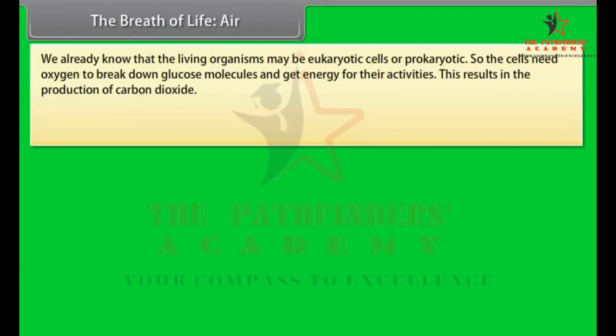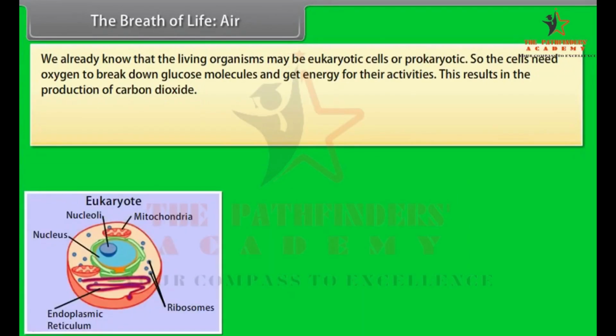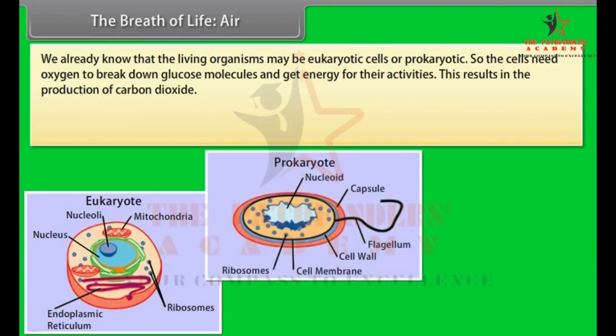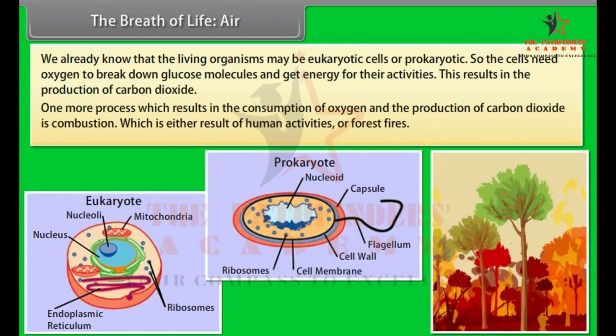We already know that the living organisms may be eukaryotic cells or prokaryotic. So the cells need oxygen to break down glucose molecules and get energy for their activities. This results in the production of carbon dioxide. One more process which results in the consumption of oxygen and the production of carbon dioxide is combustion. Combustion is either a result of human activities or forest fires.